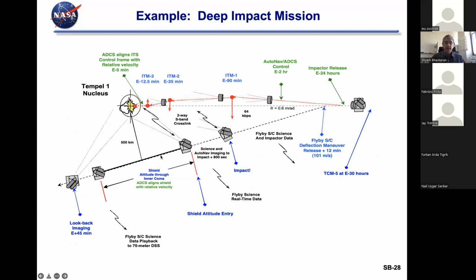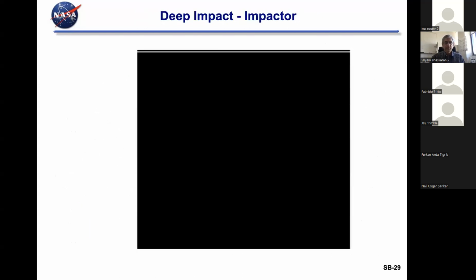And this was a mission flown in 2005. And if this works, I'm going to try to show a video. This is what the impactor on Deep Impact saw as it came in. So you can see here, as the spacecraft is coming in, it's tracking the comet nucleus, and it's going to do maneuvers here to now target the nucleus.